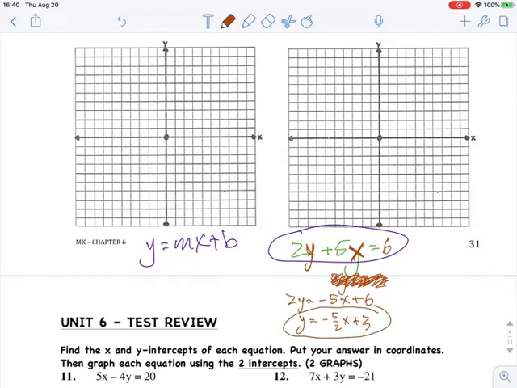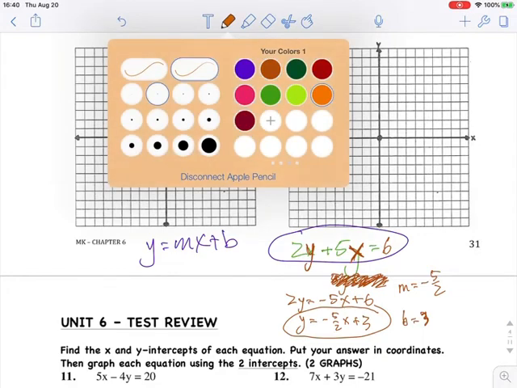All we have to do now is graph that. The slope is negative 5 halves. Don't be intimidated. We want that. And we have a y-intercept of positive 3. Okay? Now, when it comes time to graph, let's use orange.